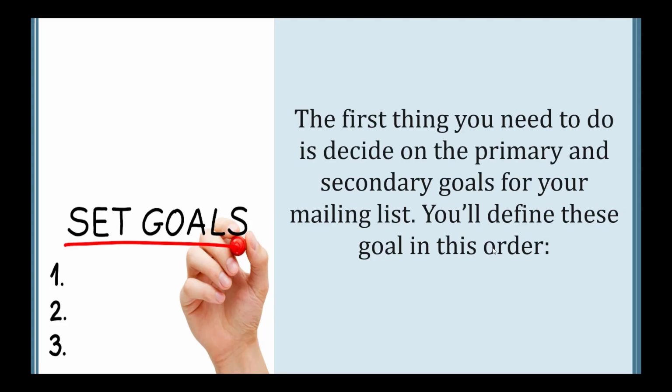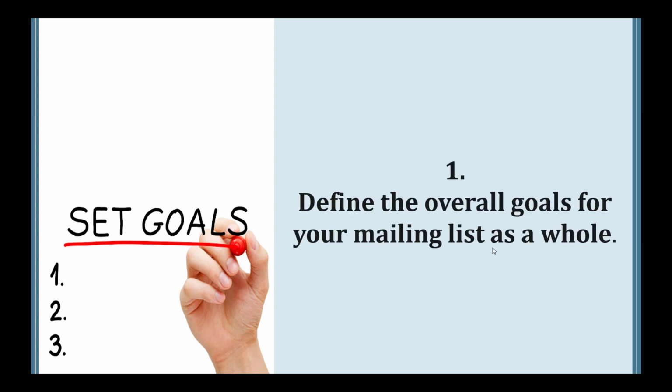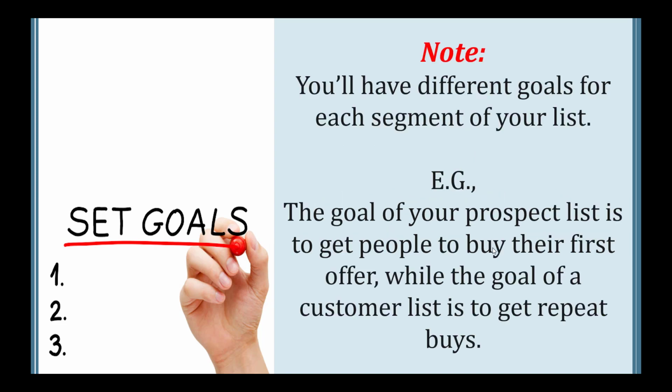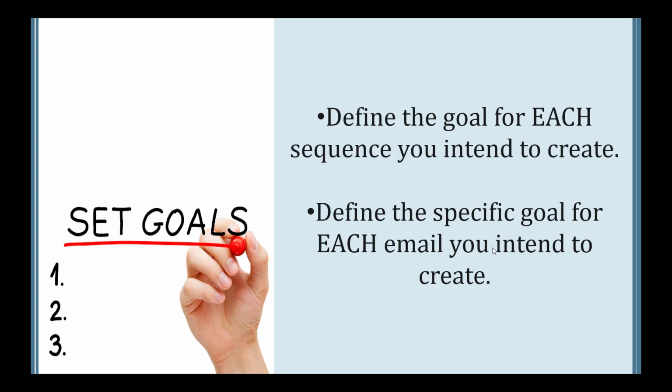Now, the first thing you need to do is decide on the primary and secondary goals for your mailing list. You will define these goals in this order. Number one, define the overall goals for your mailing list as a whole. Now, you'll have different goals for each segment of your list. For example, the goal of your prospect list is to get people to buy their first offer, while the goal of a customer list is to get repeat buys.